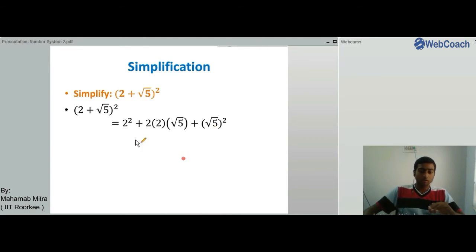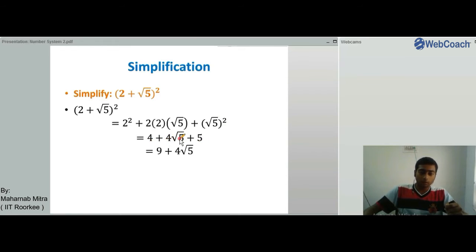And when we are done with this calculation, 2 square gives us 4, and this product gives us 4 root 5, and square root 5 when squared, or multiplied with itself, gives the number 5 back, right?